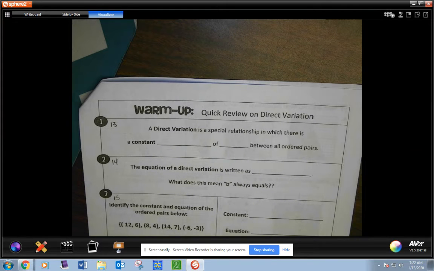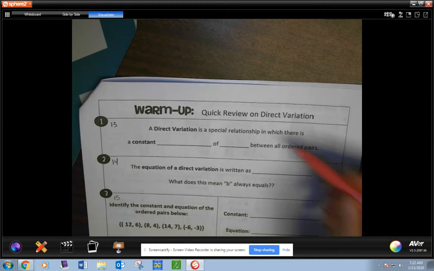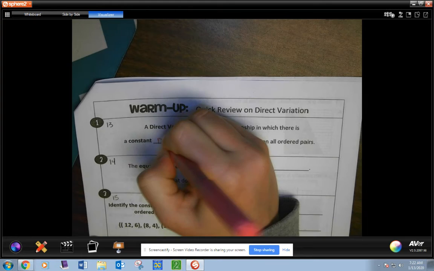So a quick review on some direct variation. When you're doing direct variation, this is a special relationship where there is a constant ratio.